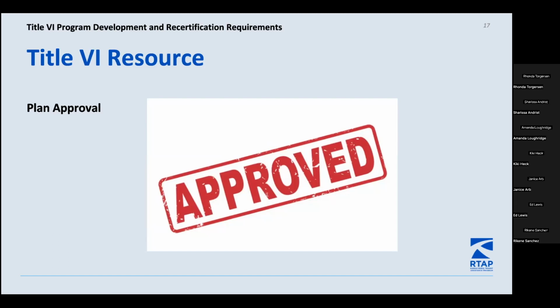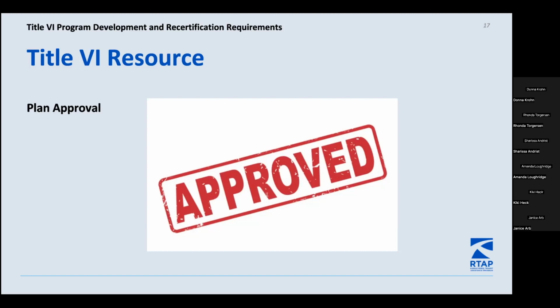Plan approval is required for both first-time applicants and agencies resubmitting their Title VI to KDOT. I believe that the Title VI programs for KDOT are due sometime in November. So this would be applicable to everyone here if they haven't already gotten plan approval. And this means receiving approval of the Title VI program from your local transit planning related board, such as a board of directors. And this needs to be documented in the plan somehow.